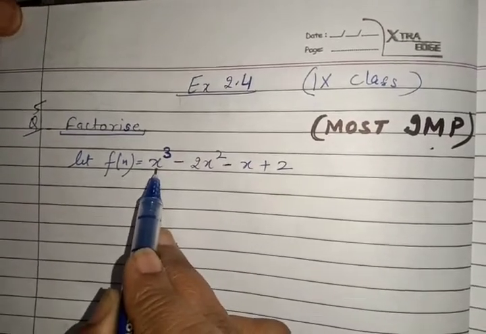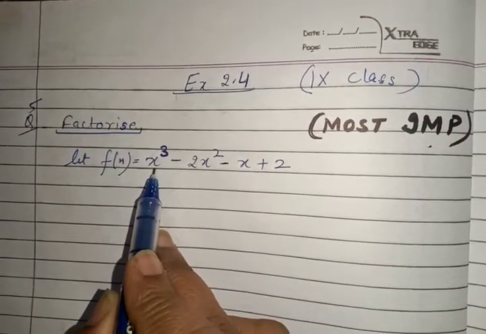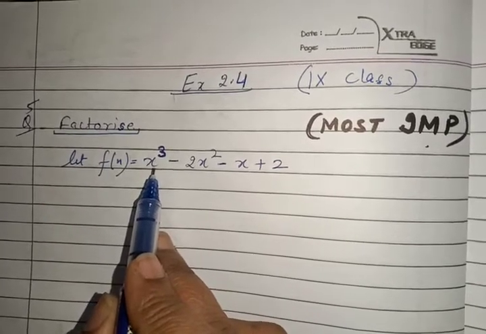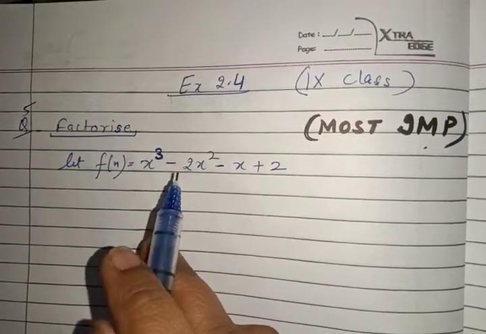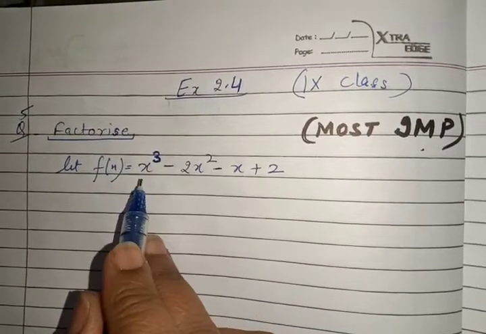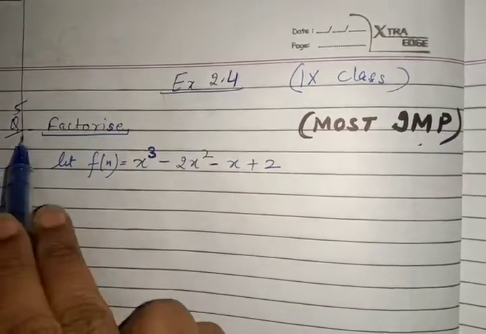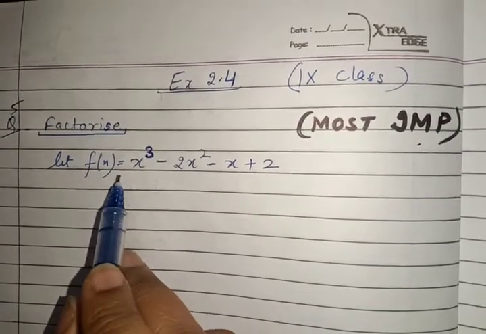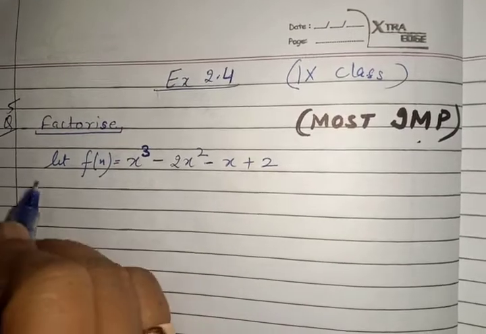So it can have at most, this is the important word, at most 3 factors, means 3 or less than 3. But in your 9th class, in this question especially 2.4 exercise 5th question, there are exactly 3 factors. All questions have exactly 3 factors. So one by one we will find.